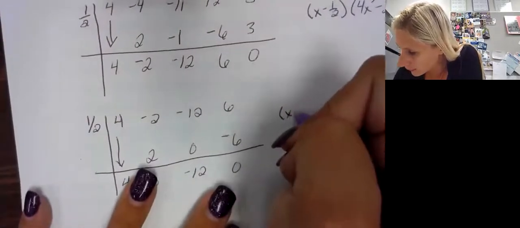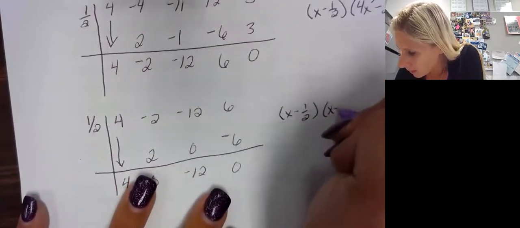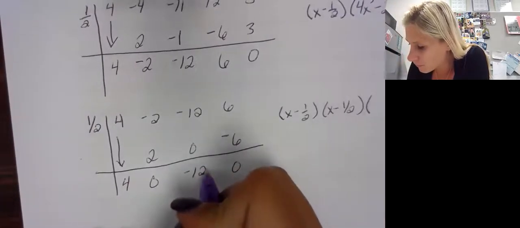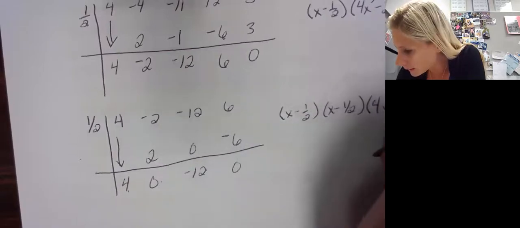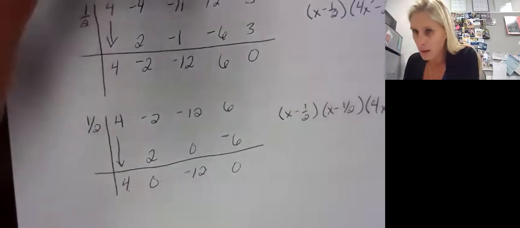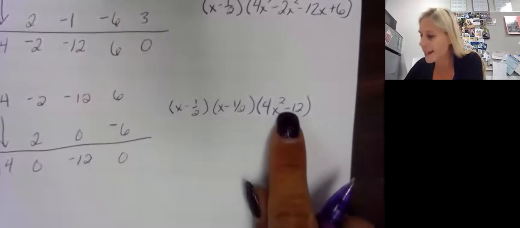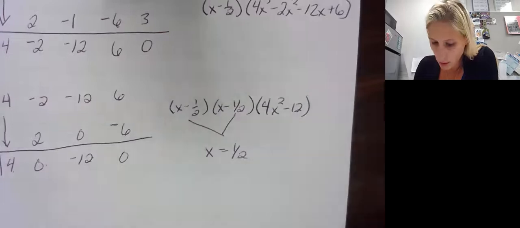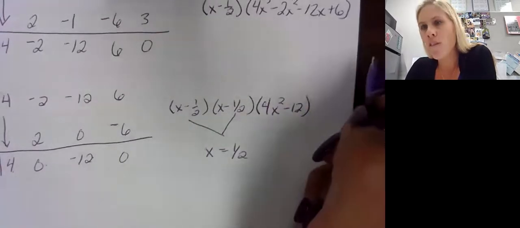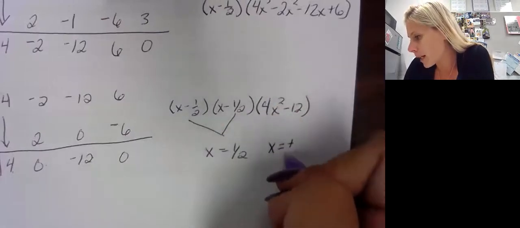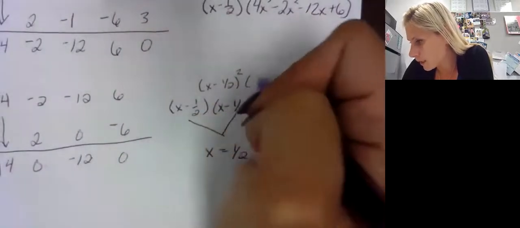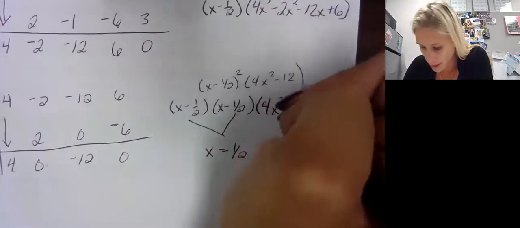So what does that mean so far? That means we have x minus 1/2 times x minus 1/2. Remember, this comes from the first part, this comes from the second, times this constant, x to the first, x squared, so 4x squared minus 12. Can we factor that part? Yes, we can. So here, we know our factor is x equals 1/2. And if we just solve for this, add 12, divide by 4, square root it, we get x equals plus or minus the square root of 3. The other way we can see this written, guys, is x minus 1/2 squared times 4x squared minus 12. And that's just another way to write it.